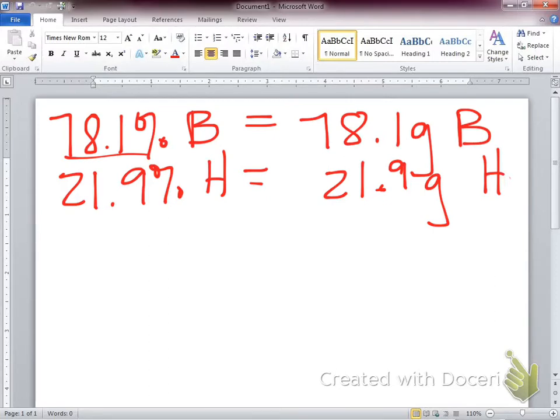We want to find the number of moles of each of these elements. So we're going to convert grams of boron to moles, and we're going to convert grams of hydrogen to moles. Okay, so let's do boron first. When I want to convert from grams to moles, I'm going to start with my T-chart with what I know.